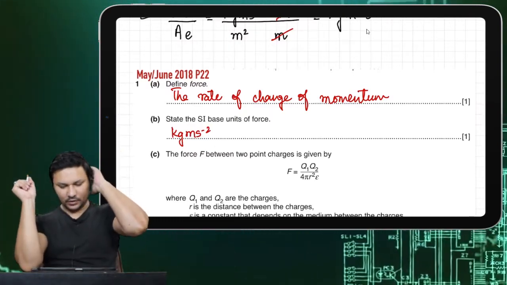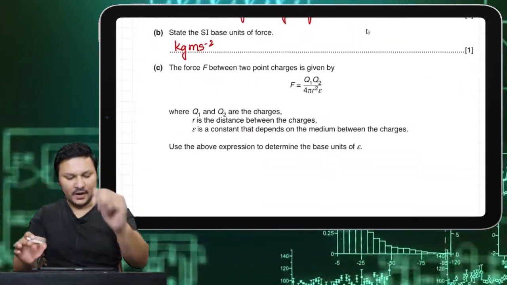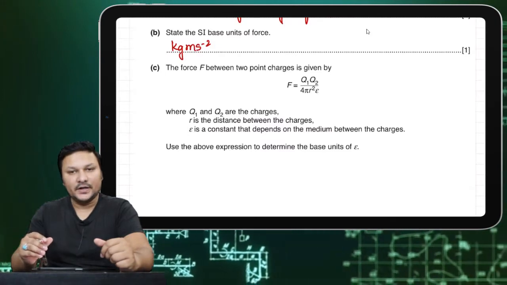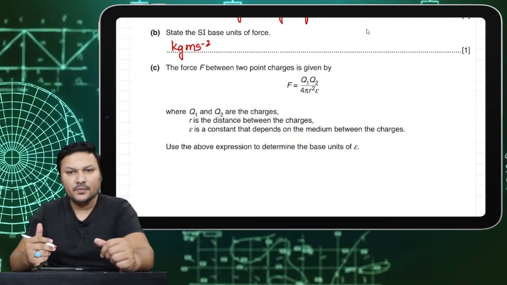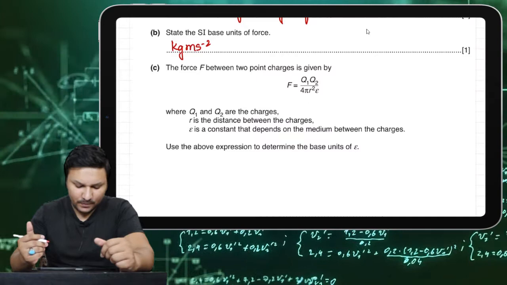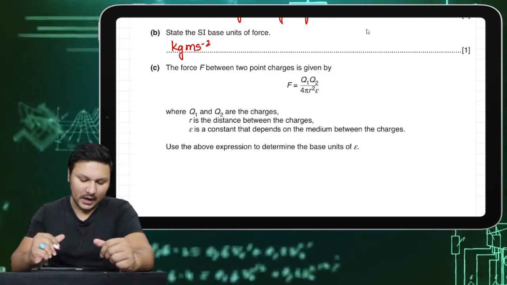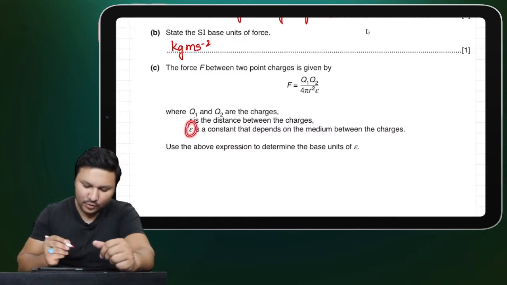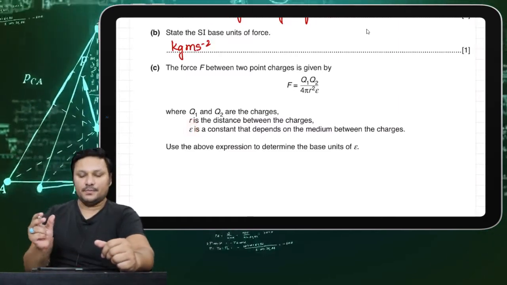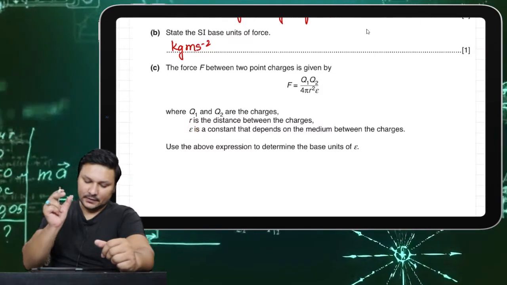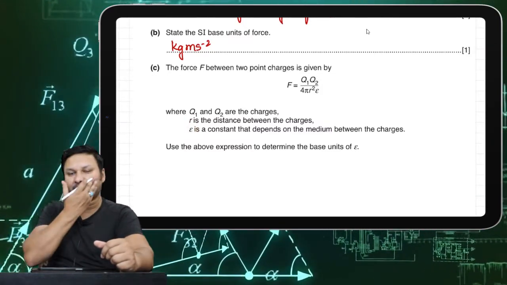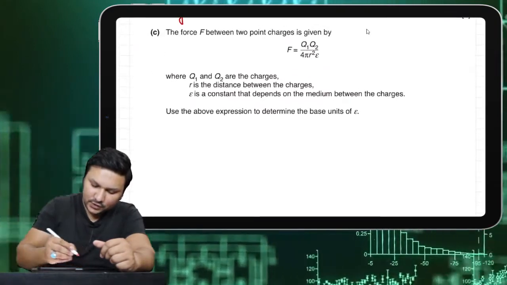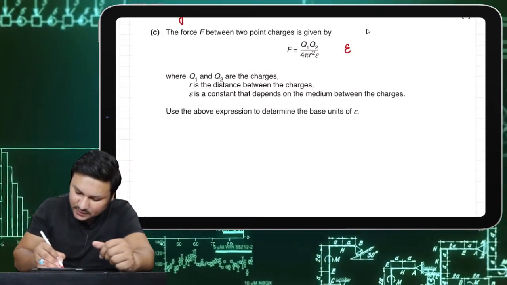And then later, force F is given between two point charges, and the formula is basically Coulomb's law, which you will discuss in A2, where Q1, Q2 are the charges, r is the distance, and epsilon, this curved E, is basically the constant which depends upon the medium between the charges. And we need to find the base unit of epsilon. First of all, we need to make it the subject.